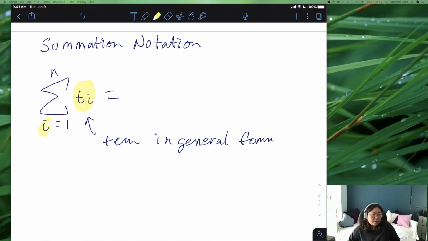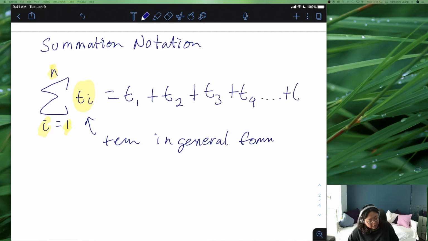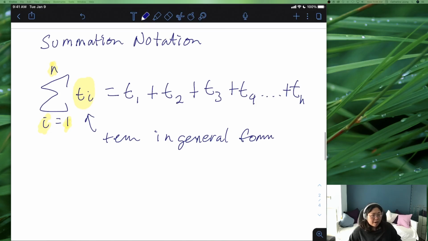So the way that you think about this is that this is basically just like a for loop that starts at 1 and ends at n inclusive. So what this means is that this notation here represents the following: t1 plus t2 plus t3 plus t4 all the way up to tn. So it's the sum of all of these individual little terms. Now, this is sort of an abstract general form of summation. Let's do a more specific example.